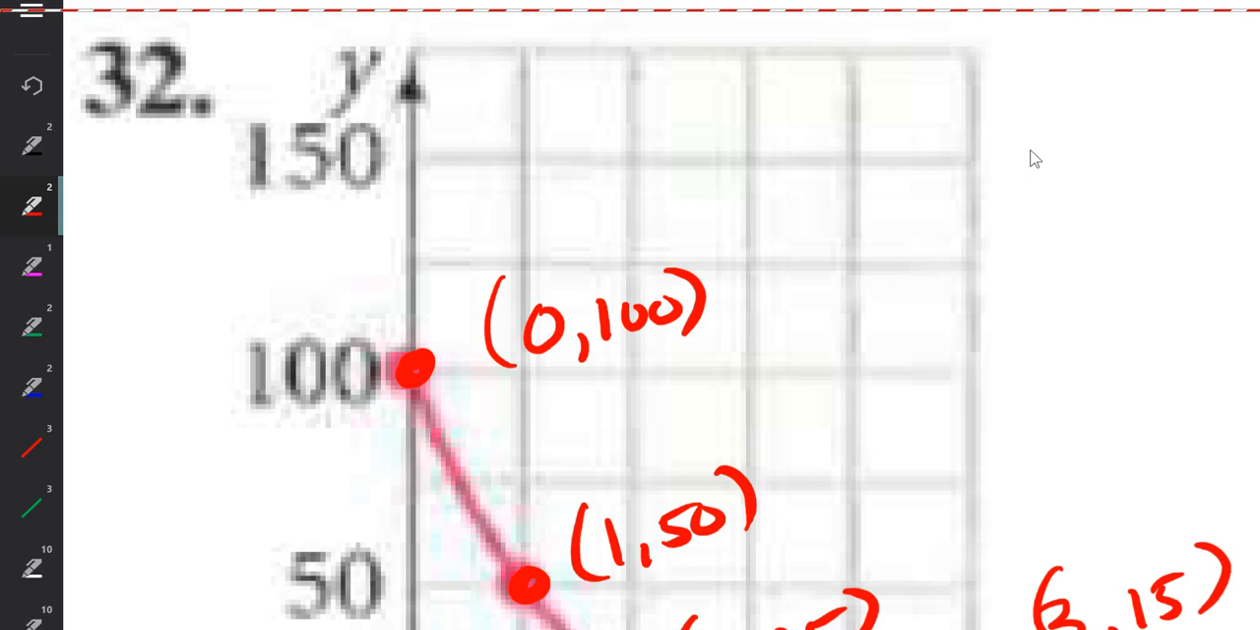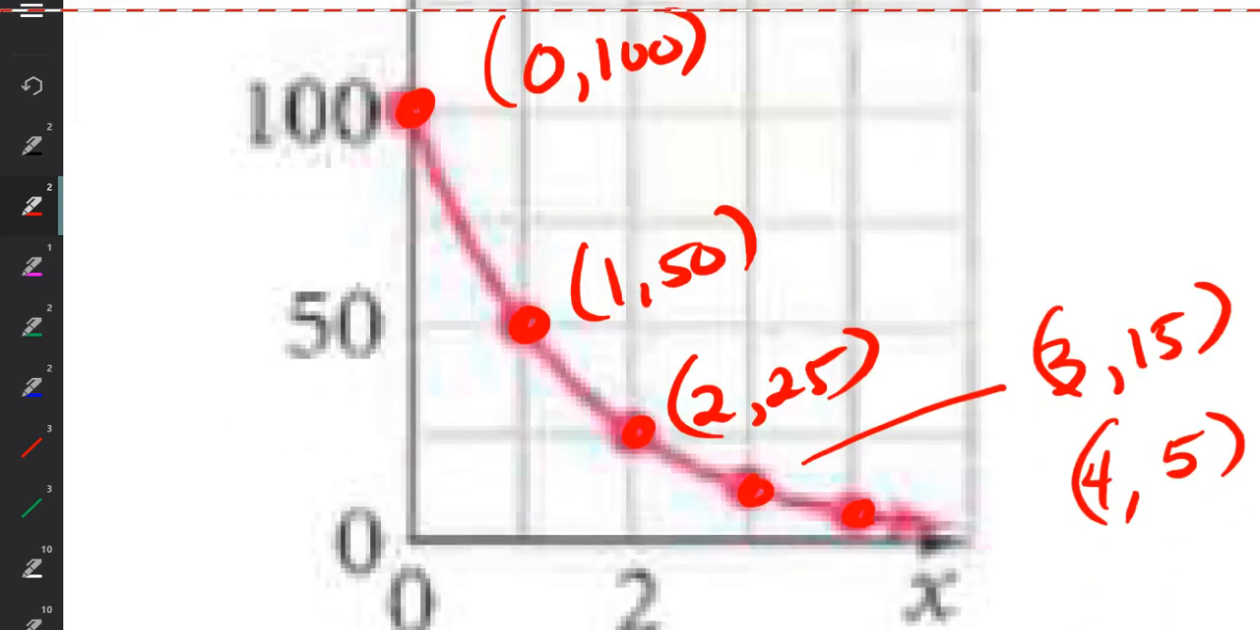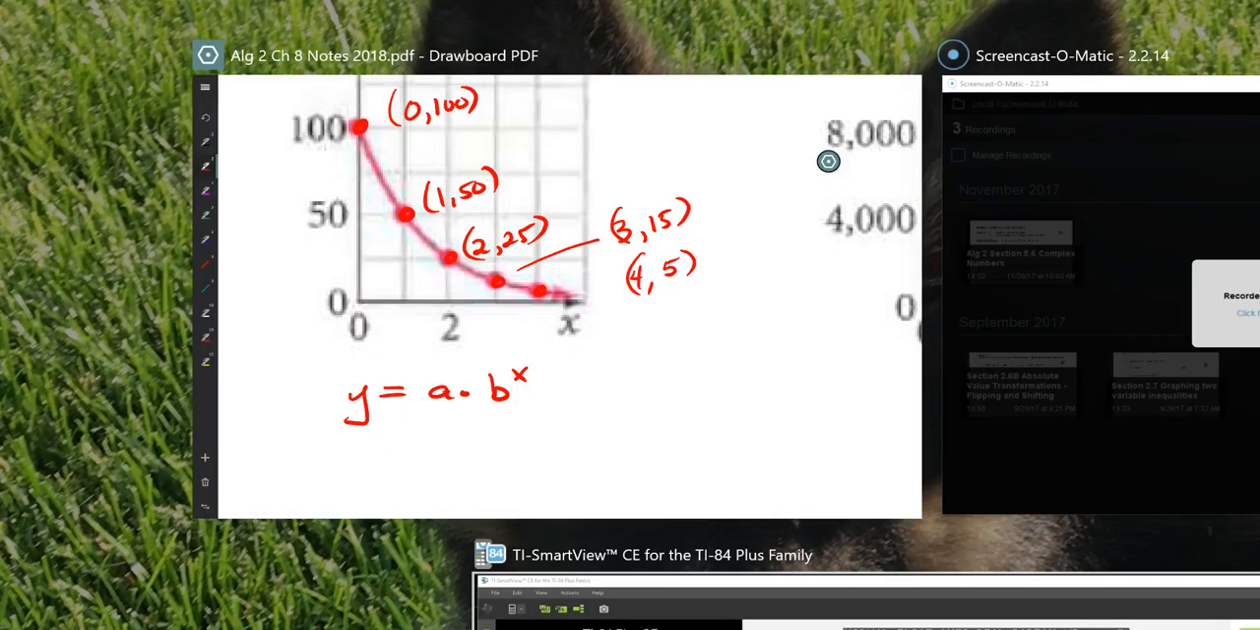So we're going to write those on the board since I don't have them in front of me. 0, 100, 150, 225, 315, 4, 5. All right, everybody go to your calculators, and we're going to find the exponential regression equation. Remember, that's going to be in this form: y equals a times b to the x.